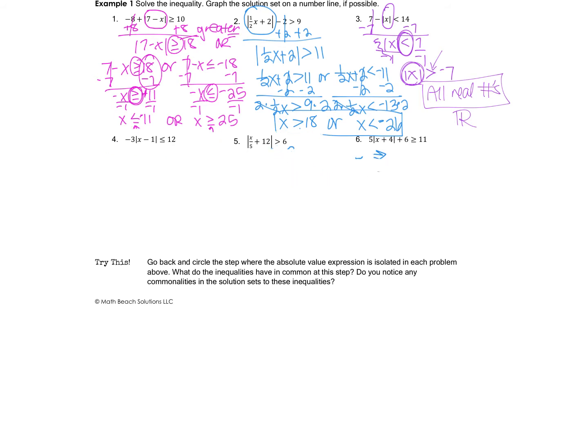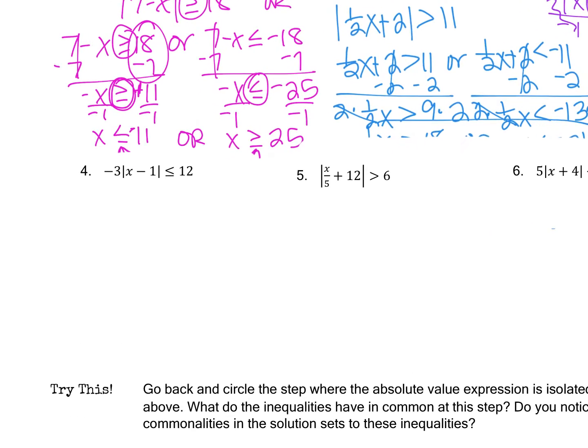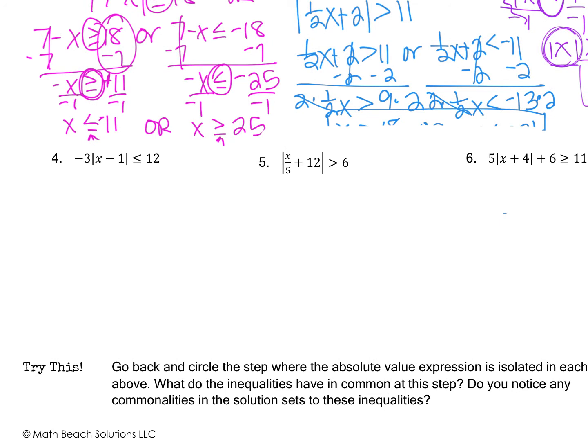All right, let me do some erasing here. Okay, let's take a look at the next one.